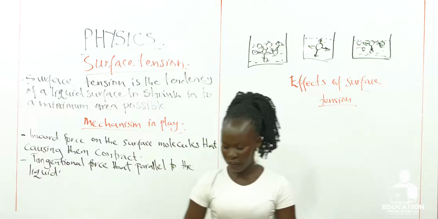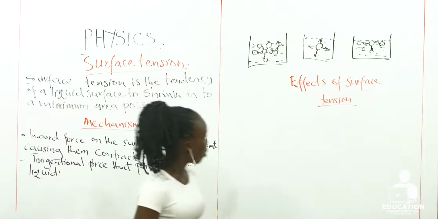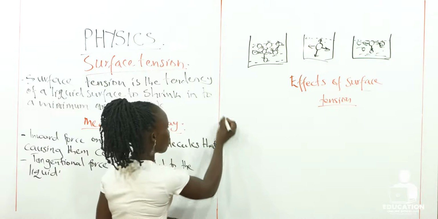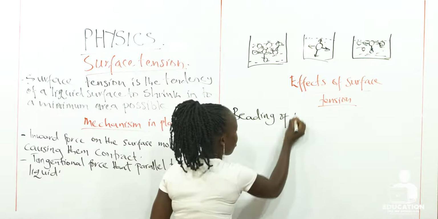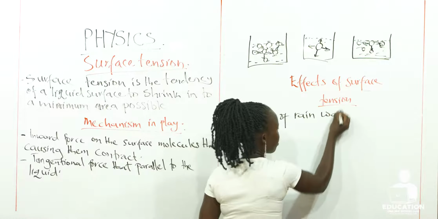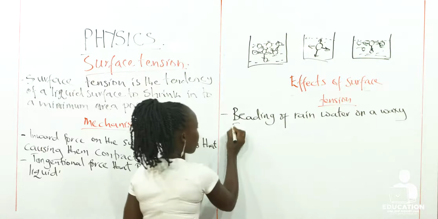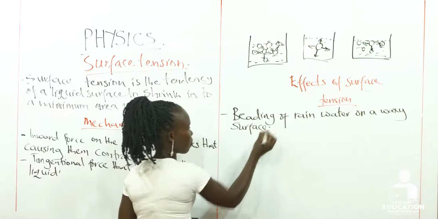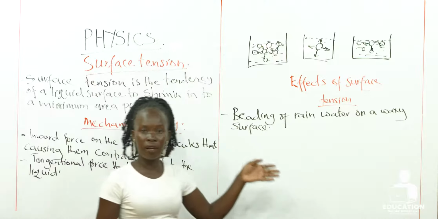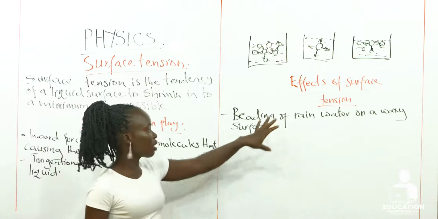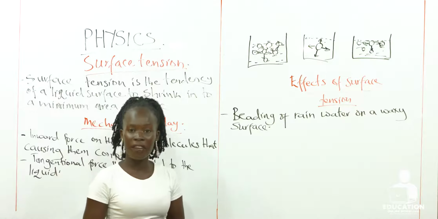Let's look at one of the effects, which is known as the beading of rainwater on a waxy surface. It is not a must that it should only be rainwater, but in this case I am taking rainwater because we want to use an example of the leaves.